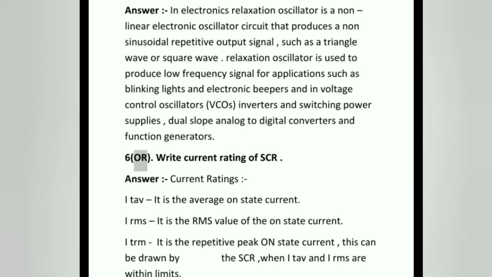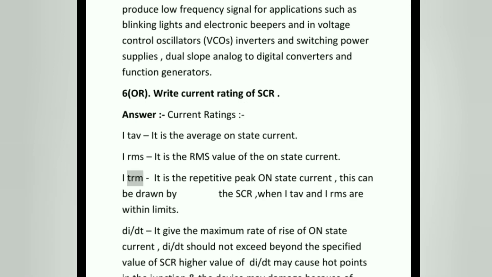6. Write current rating of SCR. Answer: Current ratings. IT(AV) is the average on-state current. IRMS is the RMS value of the on-state current. ITRM is the repetitive peak on-state current. This can be drawn by the SCR when IT(AV) and IRMS are within limits.